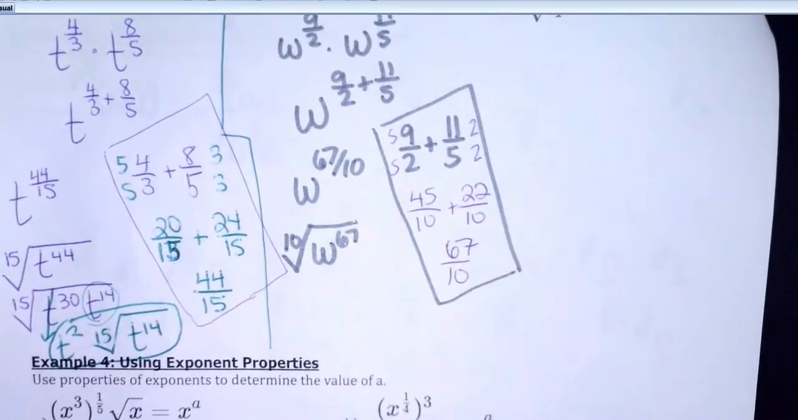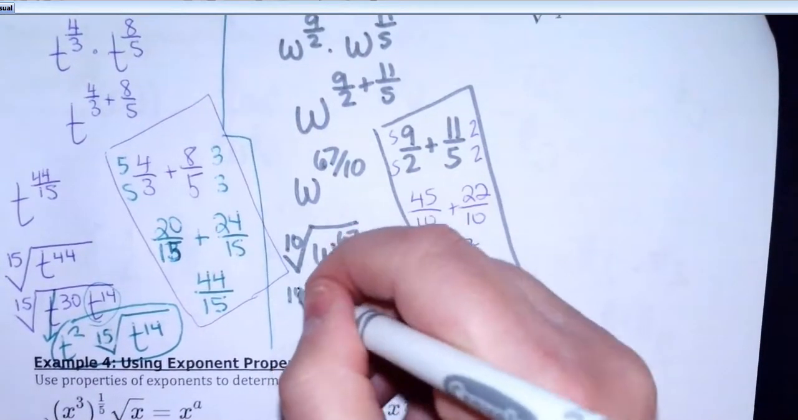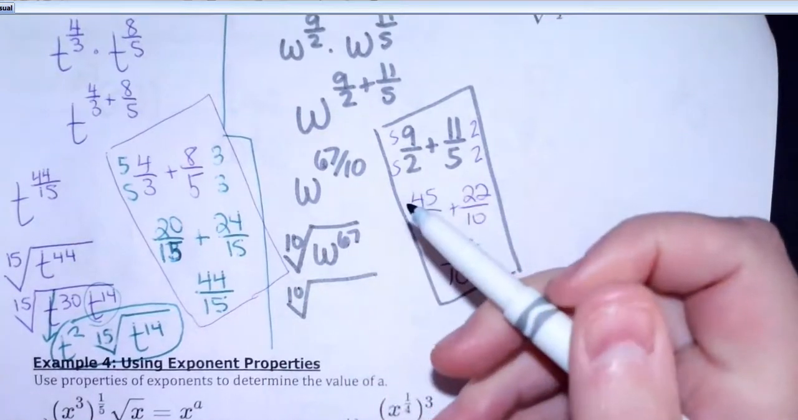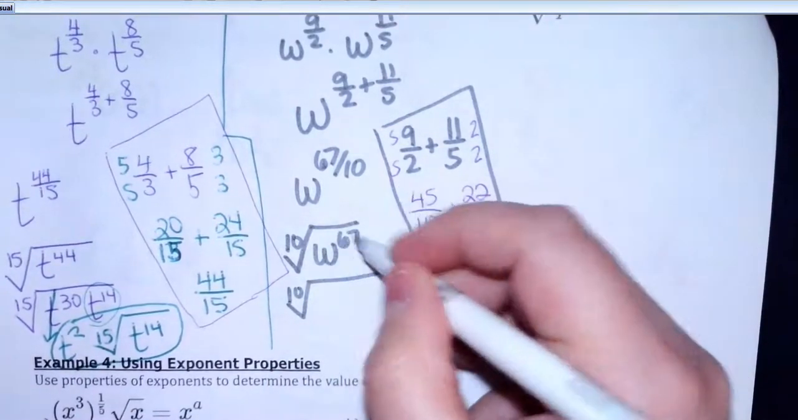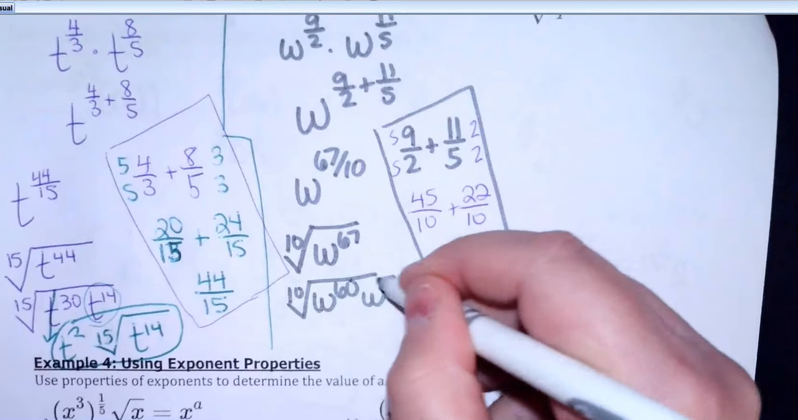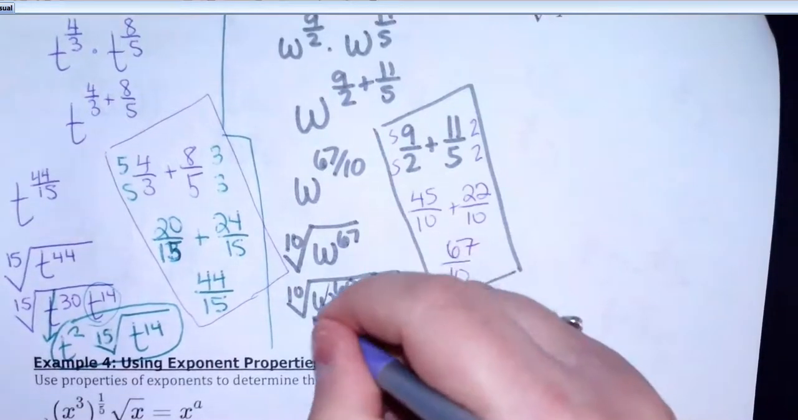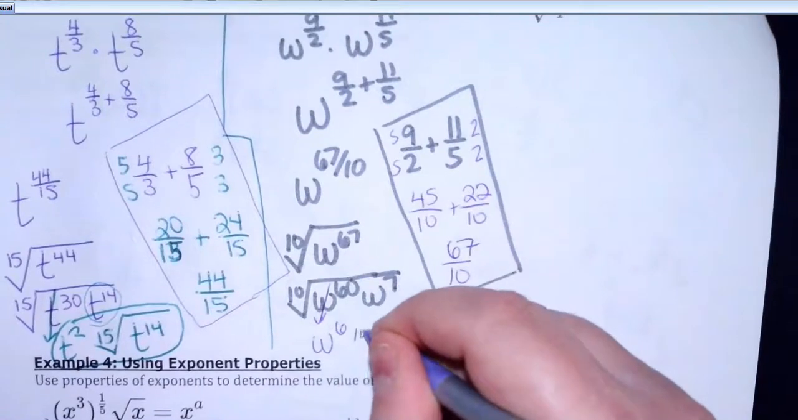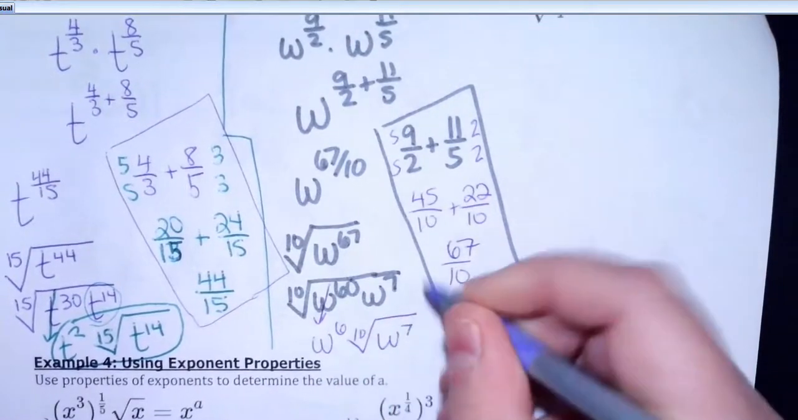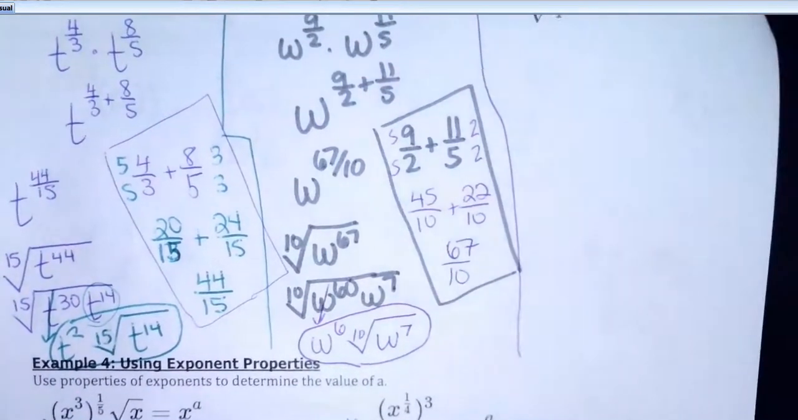Now 67, 10 will go into that, not evenly, but we can break this down further. So numbers that go into 10: 10, 20, 30, 40. The biggest number I'm going to get out of this is going to be 60. So W to the 60th, and then I need 7 more to give me back that 67. And then we're just going to go ahead and simplify this. This will become out as W to the 6th, and then left underneath that 10th root, W to the 7th. And I have one more in this example, and then we'll do something a little bit different in the bottom.